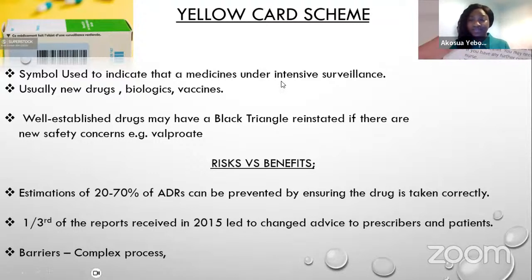Usually black triangle medication is for new drugs every year, every time of the month. We have people producing a lot of drugs. And it's not just biologics and biosimilars or vaccines. Biosimilar drugs are drugs where we have hormones, and I say we have insulin.